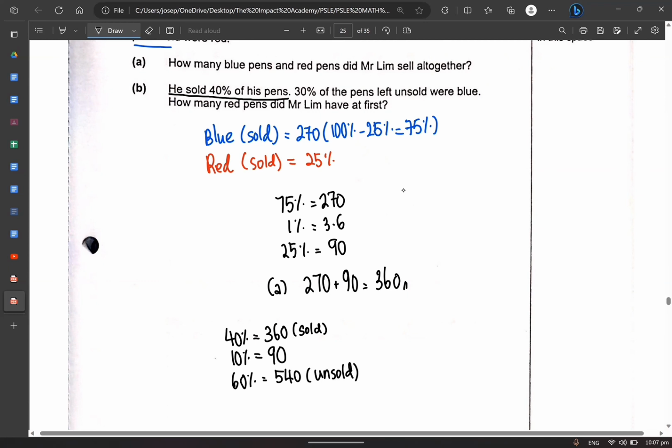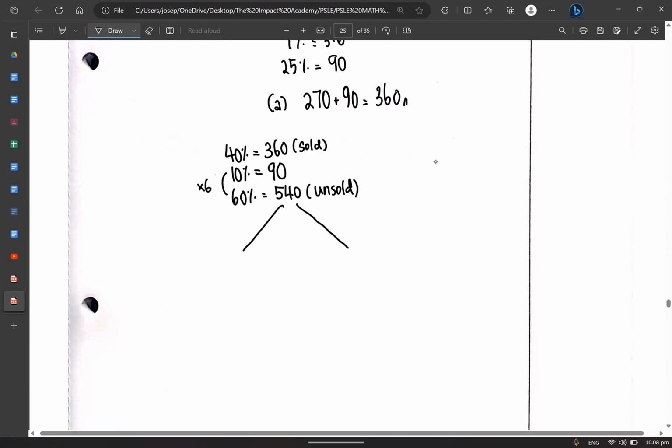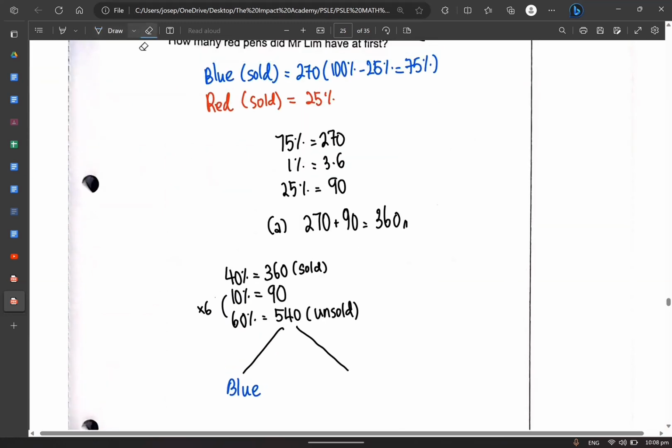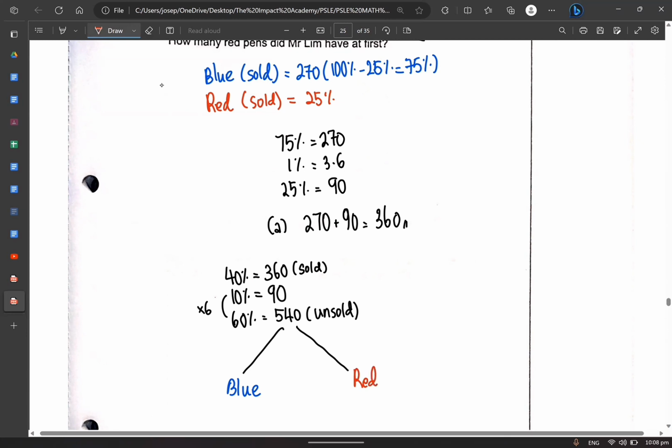All right, how do I get to 540? Because over here, I times 6. When I do 90 times 6, I get to 540. Now, it says that 30% of the pens left unsold. How many unsold? 540. So out of these 540, there are some that belongs to blue, and there are some that belongs to red. So I'm going to show that this belongs to red.